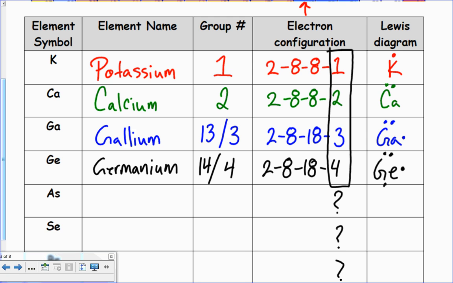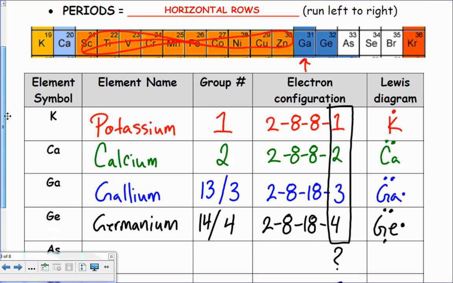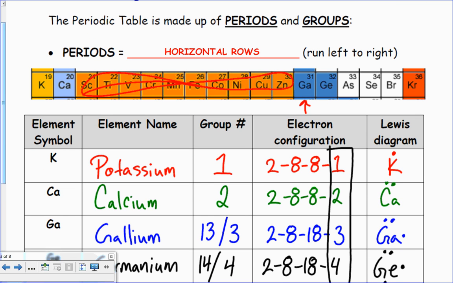Arsenic has 5 valence electrons. Selenium has 6. Bromine has 7. So that is the trend that you're going to notice here. As we went across the period, we kept adding one more valence electron into the outside shell. That is one of the trends in the periodic table.